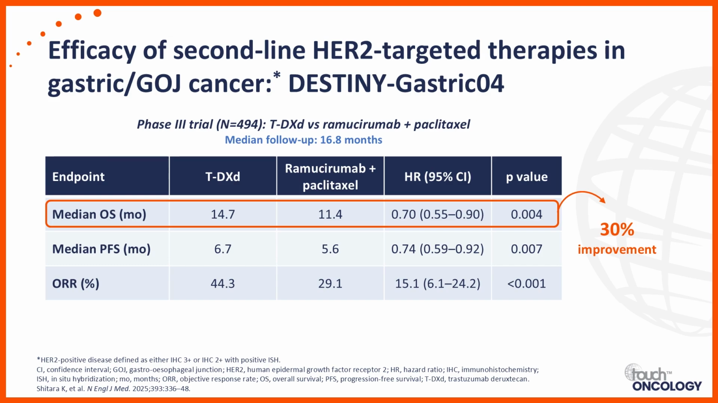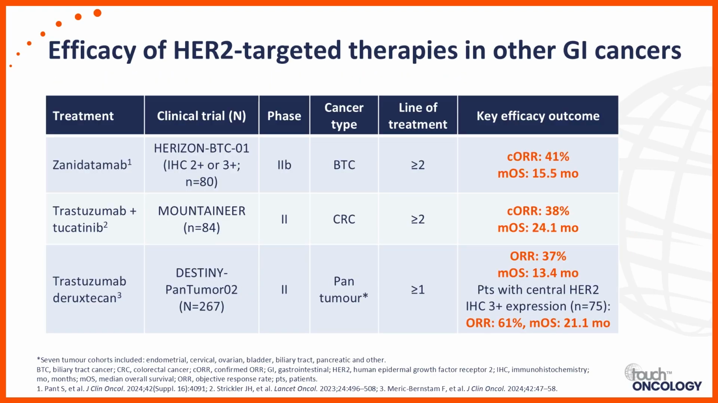So that's in gastric cancer, where a lot of activity is ongoing, but also expanding to other GI cancers. A few examples are the zanidatamab data. This is a bispecific antibody binding to two different epitopes of the HER2 receptor. This study was in bile duct cancer. It's a phase 2 study showing a high response rate of more than 40% in HER2 positive biliary tract cancers.